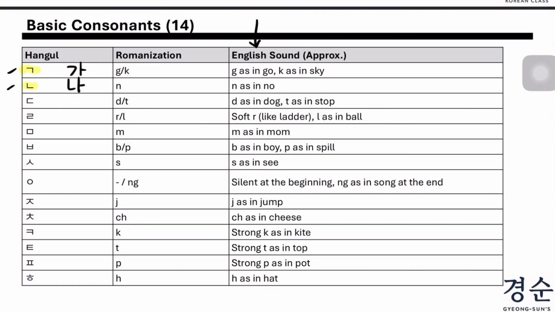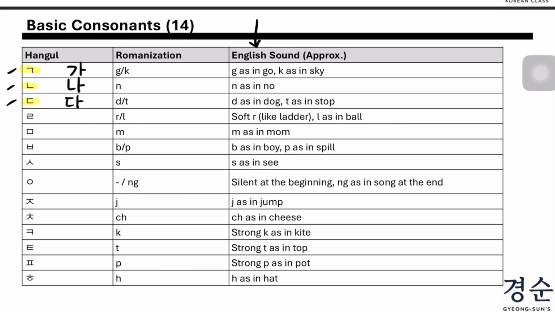Na. Okay, and the third one is called Digeut. So it's our D or T. Its sound is between D and T. D as in dog and T as in stop. So it's in between. If I combine it with an A, it gives the sound ta. Okay, ta. It's in between. I know for now it sounds a bit hard, but as you practice, you will find it easy.